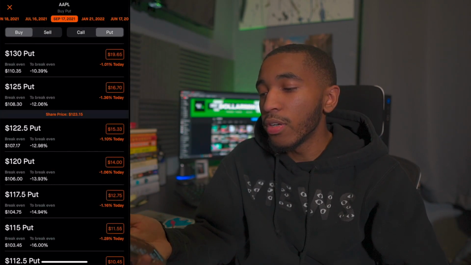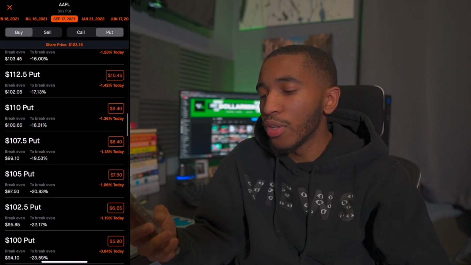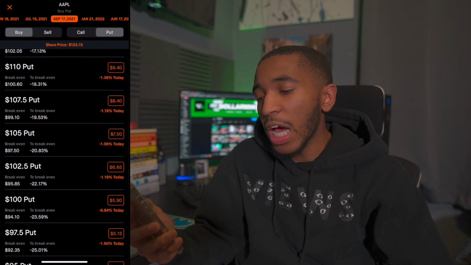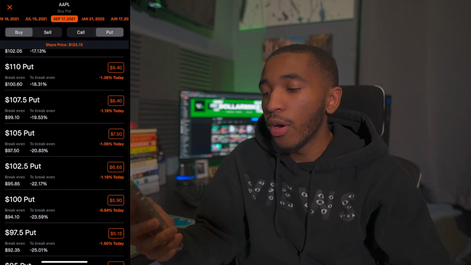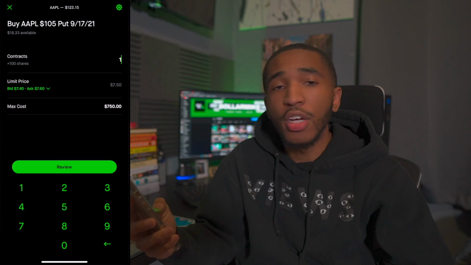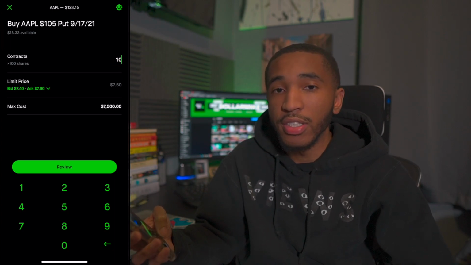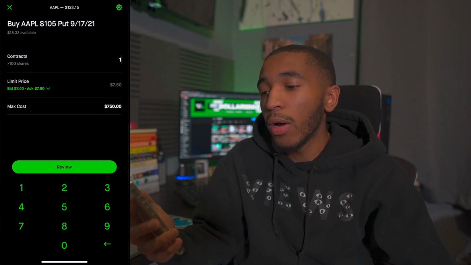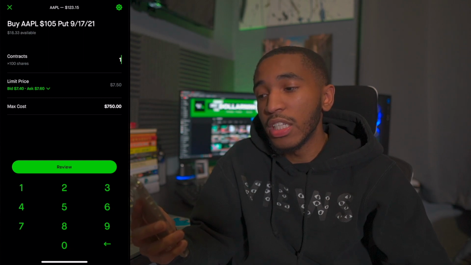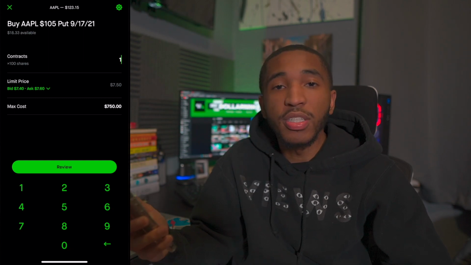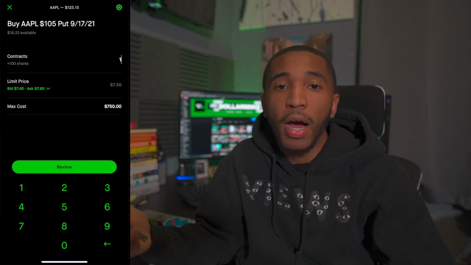This process works the same exact way for puts. So if I go ahead and click on puts and I scroll down to roughly, I don't know, $115, or let's go even lower than that. Let's go to 105. If I think Apple's going to go down to $105 by September 17th of 2021, I can buy one contract, and you can buy as many contracts as you want, by the way. But I'm just buying one just to show you. I mean, I can buy 10 and you can see it's $7,000. But if I want to buy one contract, and I think Apple's going to go down to 105 by September 17th of 2021, then that'll be $750. It works the same exact way for calls as it works for puts. Either way, you're buying it regardless.